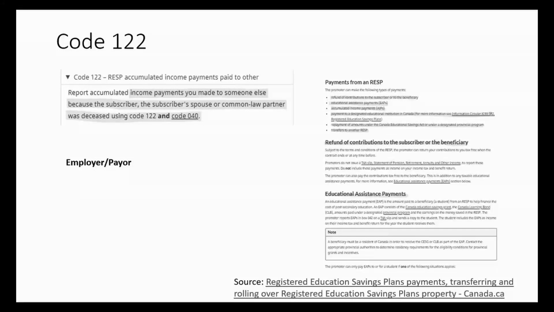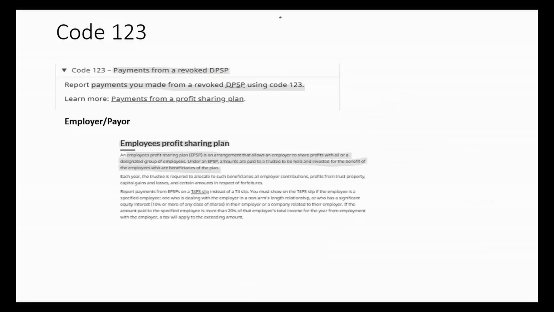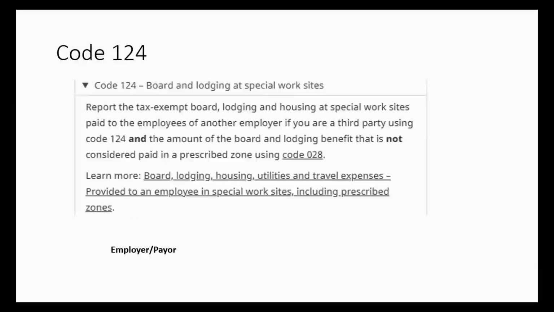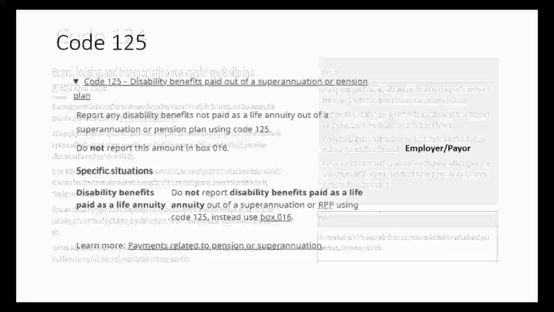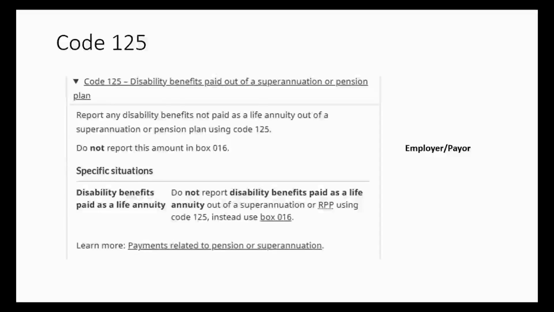Code 122, this is RESP accumulated income payments. Code 123, payments from a revoked DPSP. Code 124, board and lodging at special work sites. Code 125, disability benefits paid out of superannuation or pension plan.